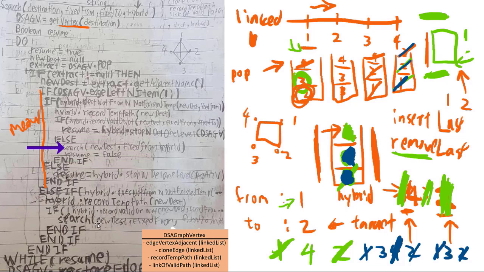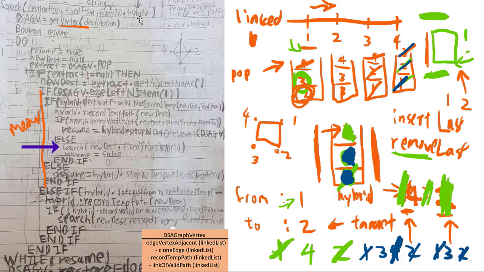Then you're going to search again. Call the recursive function again. The argument remains the same. The argument will be the new destination. New destination is the one that we popped just now. And then the fix: fix from and fix to. Don't change this position. Position is the same, okay?